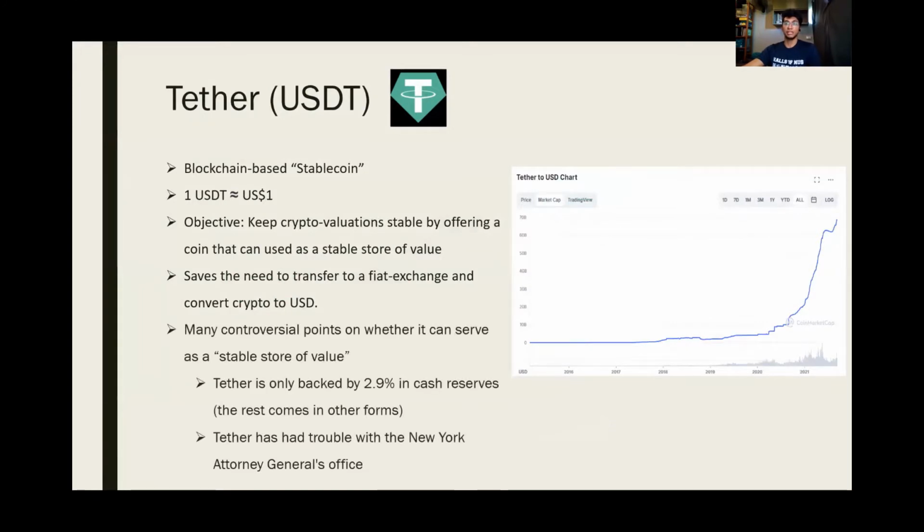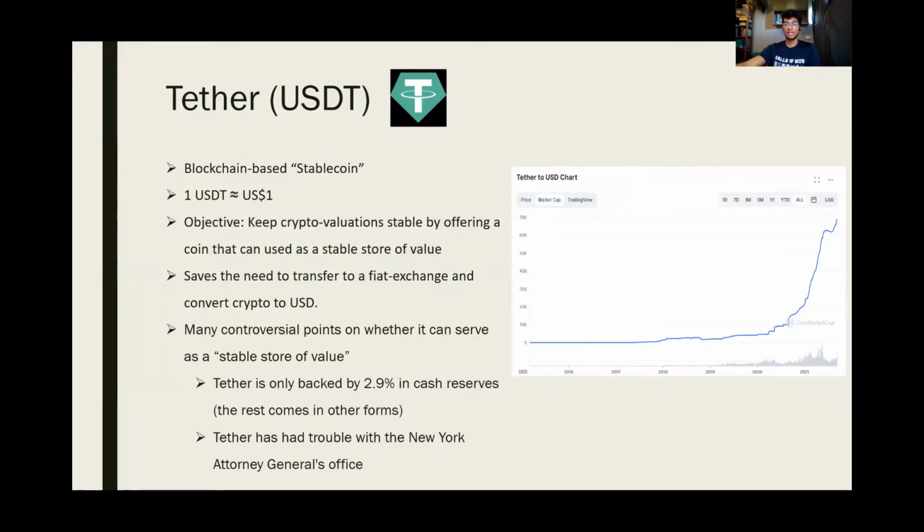Keep in mind that Tether might not be considered a stablecoin to some people, as we will explore later when we look at some of its current criticisms. Its objective is to actually keep crypto valuations stable by offering a coin that can be used as a stable and reliable store of value. 1 USDT roughly equals 1 USD, and hence it saves the need for a transfer to your fiat exchange and paying the exchange for converting the crypto you are holding into USD, because you can simply use USDT on other crypto exchanges to buy various cryptocurrencies.